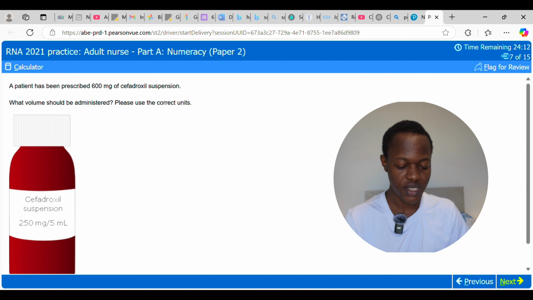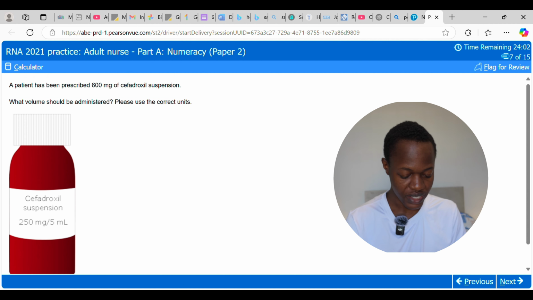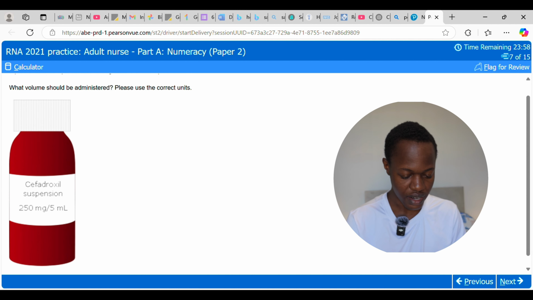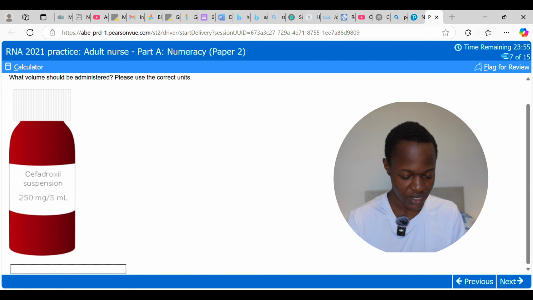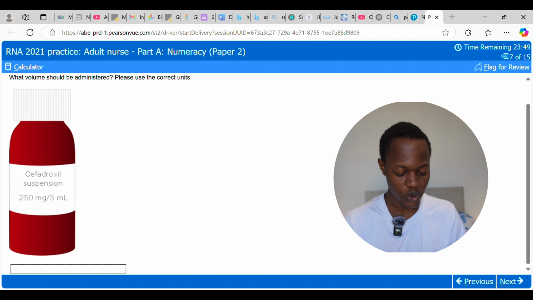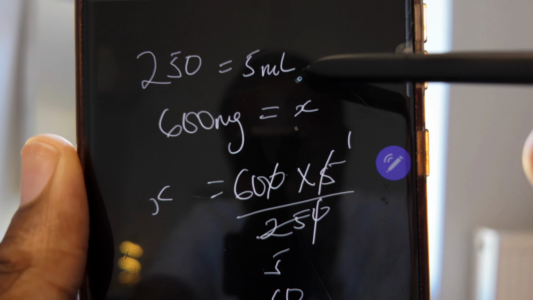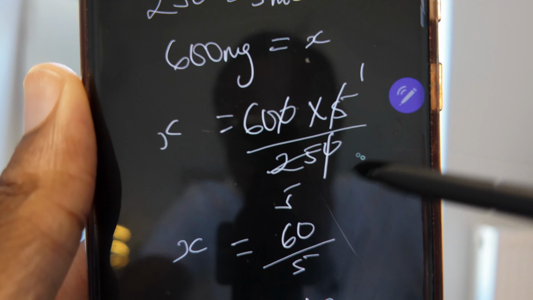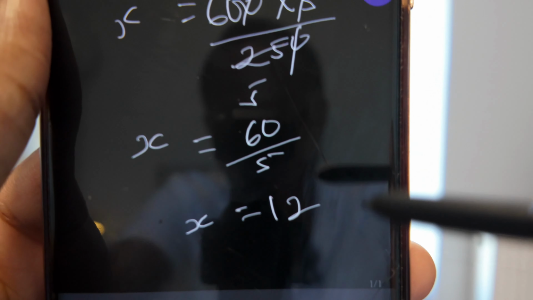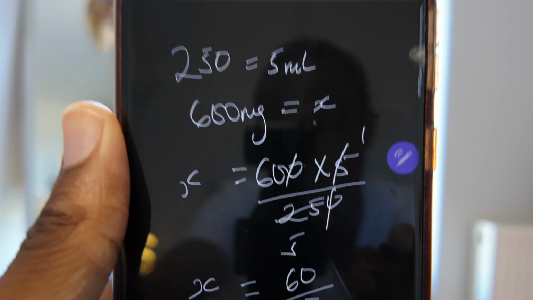A patient has been prescribed 600 milligram of cefadroxil suspension. What volume should be administered? Please use the correct units. Again, 600 milligram of what volume should be administered? Now 250 milligram equals 5 ml, so which means 50 milligram is 1 ml. I hope you understand how I got that. Divide every area by 5. So basically, 250 milligram equals 5 ml, 600 milligram equals x. You just divide both sides and your final answer should be 12 ml. So that's how you should basically do it all in order to get your answer.